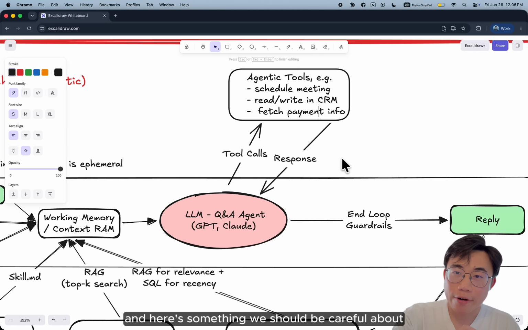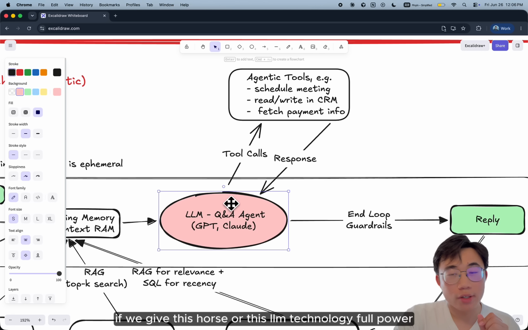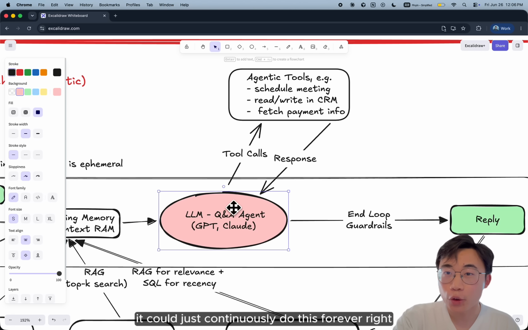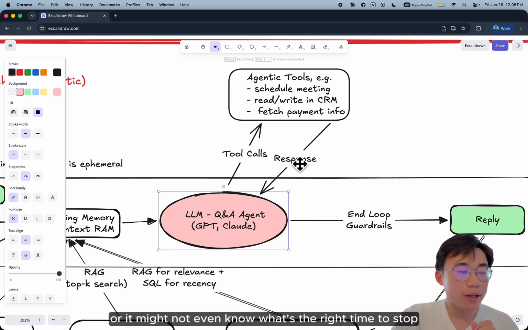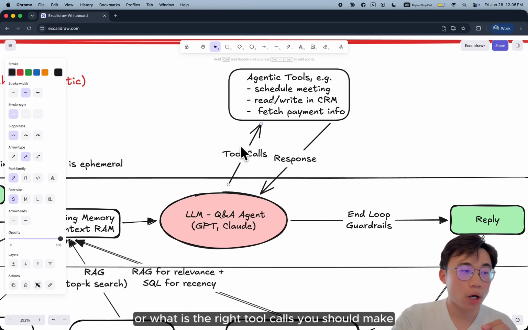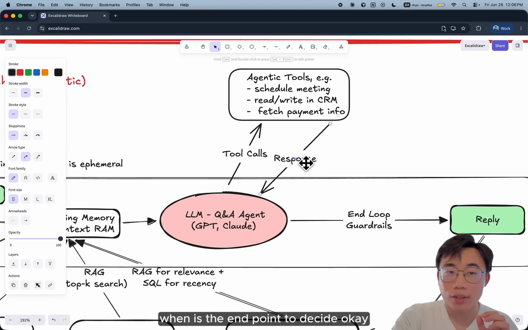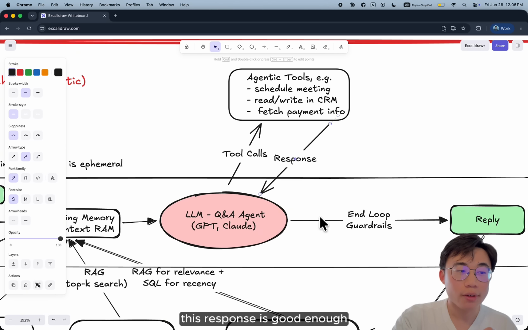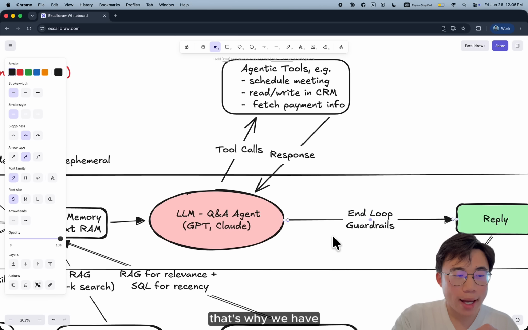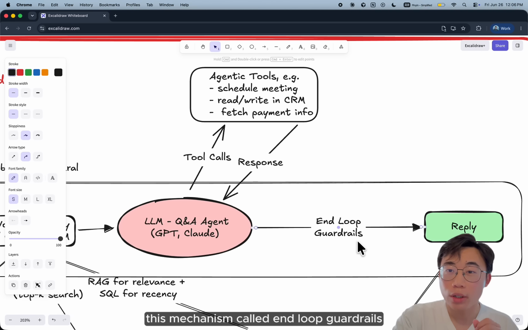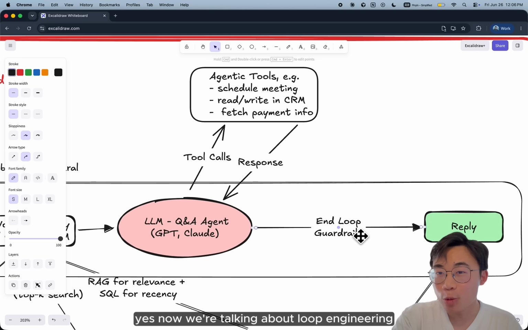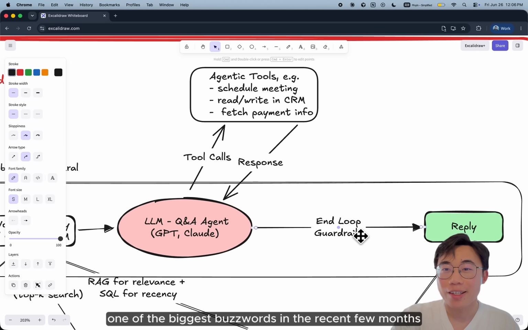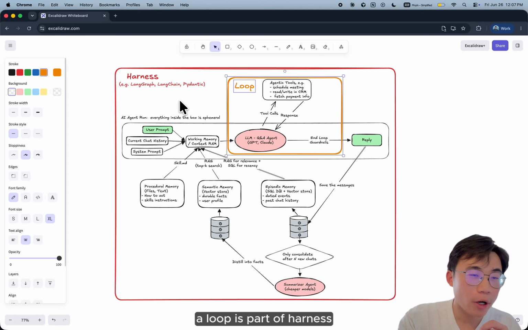And here's something we should be careful about. If we give this horse, or this LLM technology, full power, it could just continuously do this forever, right? Or it might not even know what's the right time to stop, or what the right tool calls are that it should make. When is the endpoint to decide, okay, this response is good enough, let's move on to reply? That's why we have this mechanism called end loop guardrails. Yes, now we're talking about loop engineering, one of the biggest buzzwords in the recent few months. A loop is part of the harness.